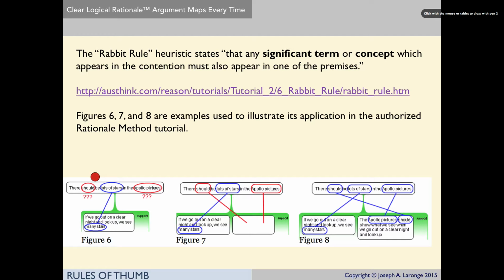So here, of course, this is the contention up on top. So this shows that the lots of stars, which we'll assume is a significant term, has to appear somewhere else in the argument, or the word should has to appear elsewhere. So it tries to inform the student about what has to be in each of the boxes.